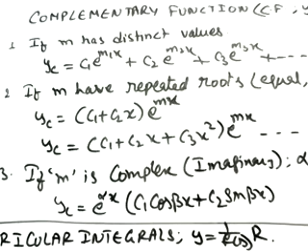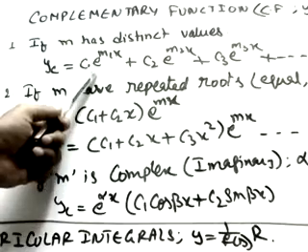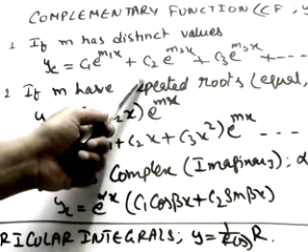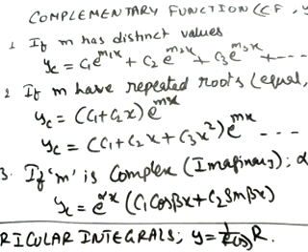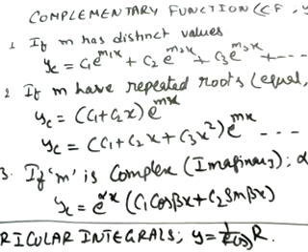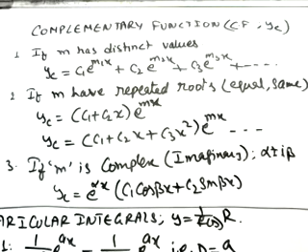If m has distinct values, then the complementary function formula is yc equals c1 e power m1 x plus c2 e power m2 x. If we have two values, then this; or three values, plus c3 e power m3 x, and so on. The second case is when m has repeated roots, or equal roots, or same roots. Then the formula for the complementary function is yc equals (c1 plus c2 x) into e power mx.